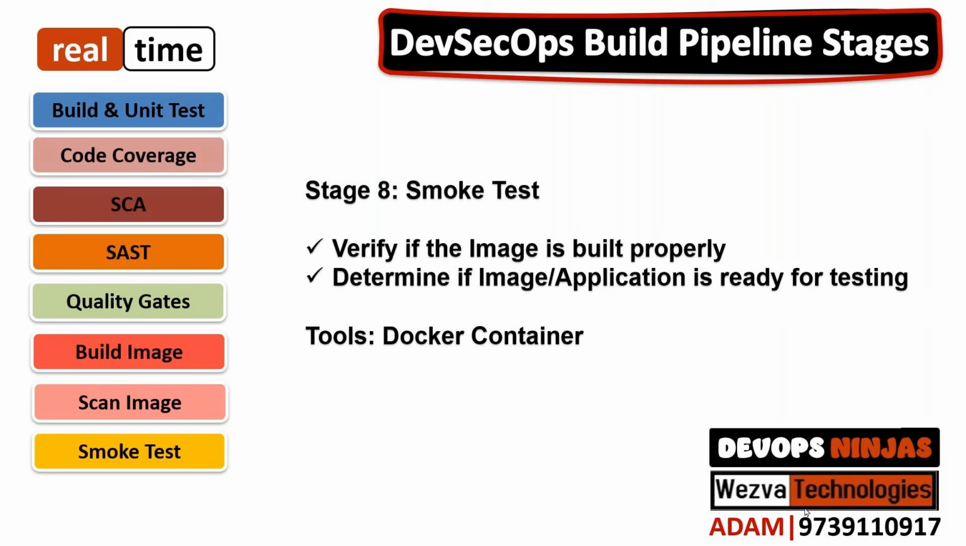And this is where in DevSecOps, in your build pipeline, one of the last stages is to test your image. Okay. And technically we call it a smoke test. So smoke test means it's just a quick check of whether it is usable or not. Well, an example I can tell you.